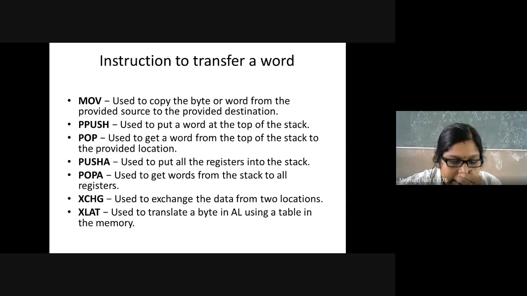Then XLAT. It is used to translate a byte in AL using a table in the memory. This is not used that much because you are using only simple programs. AL is your accumulator. So translate a byte in AL using a table in the memory. That is XLAT.